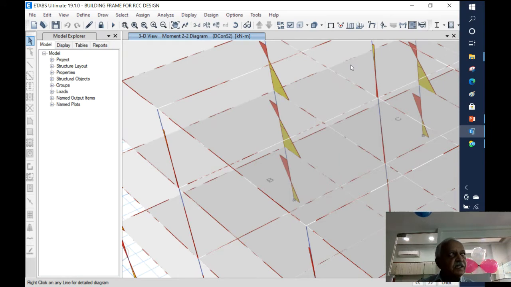But you have got basically the results of analysis, which is the most important step in the entire process, that you prepare the mathematical model, apply the loads on it, carry out the analysis, determine the displacements, the internal forces, and then you are ready for designing the given structure.